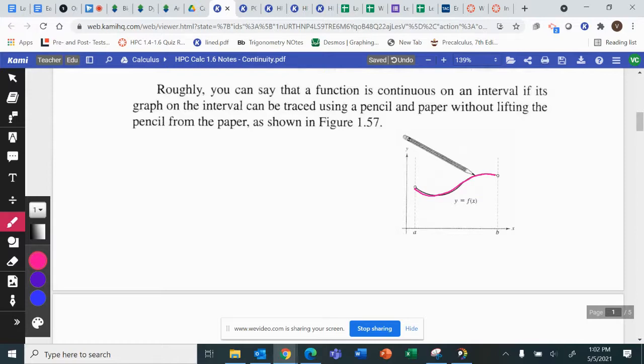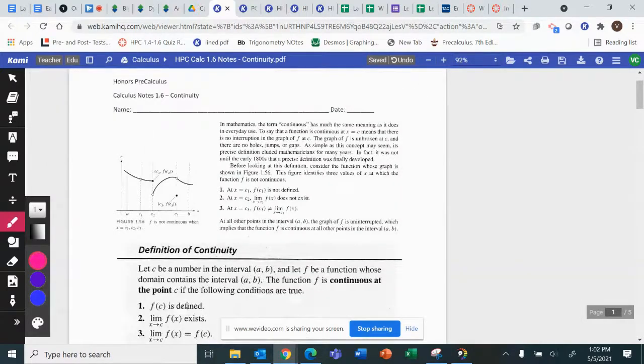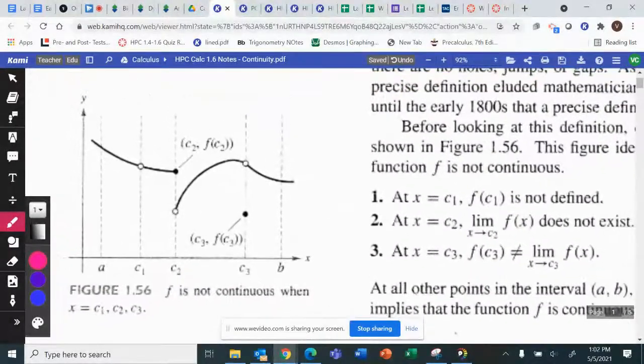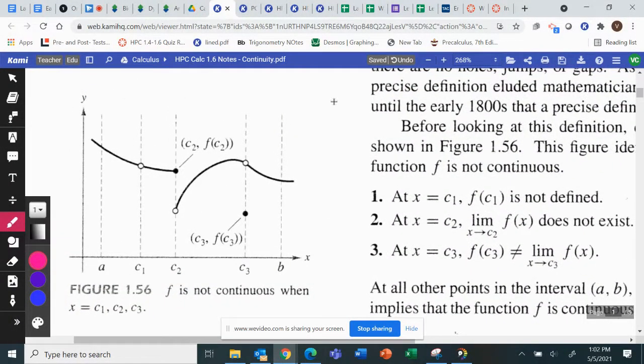So here are 3 examples of things that can make a graph not continuous. The first one that I come to is at x equals c1. What thing is that? There's a hole. I would have to pick up my pencil, skip that hole, and start again. So if we have a hole, that makes it not continuous. That hole would be where f of c1 is not defined.